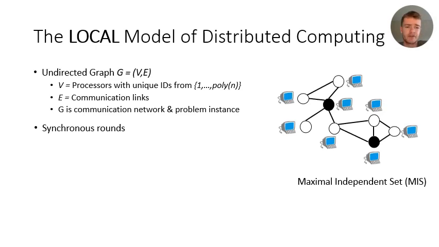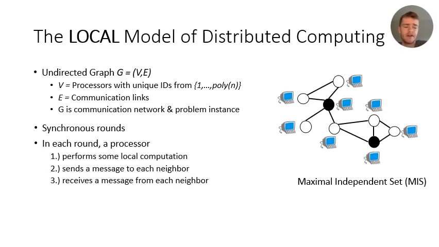Computation proceeds in synchronous rounds, where in each round a processor can first perform some local computation, then it can send a message to each of its neighbors, and third, it in turn receives a message from each neighbor. The LOCAL model is very powerful in the sense that it allows for unbounded local computation and unbounded message sizes.